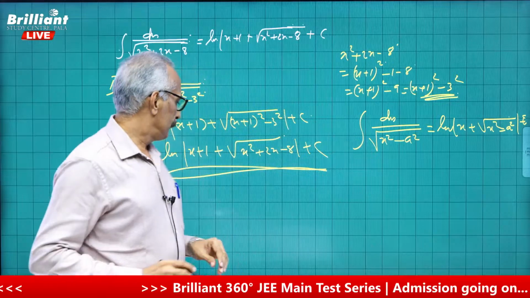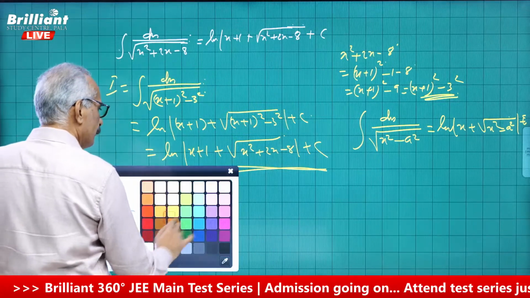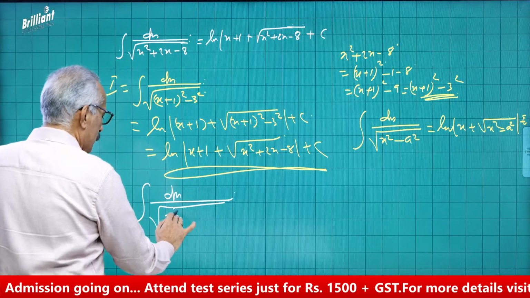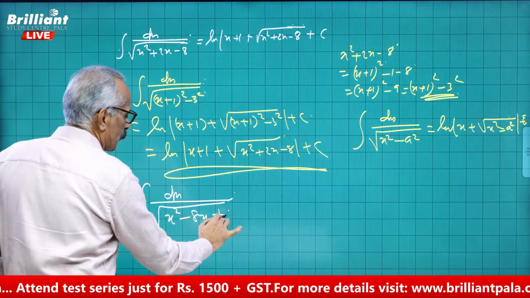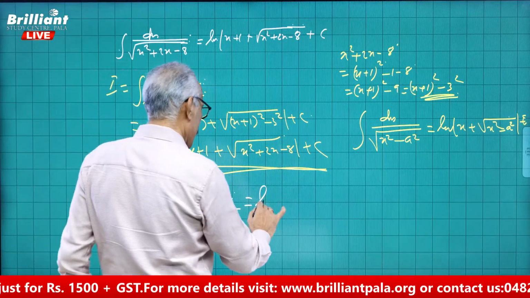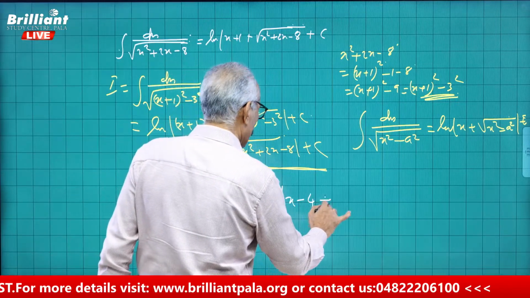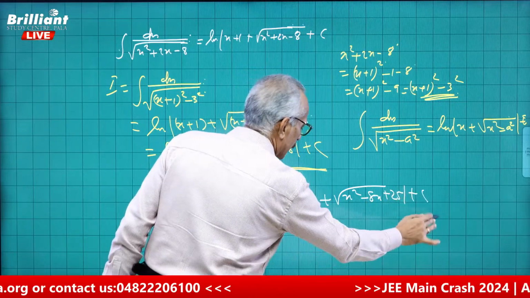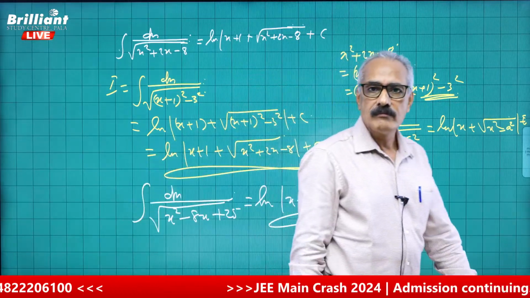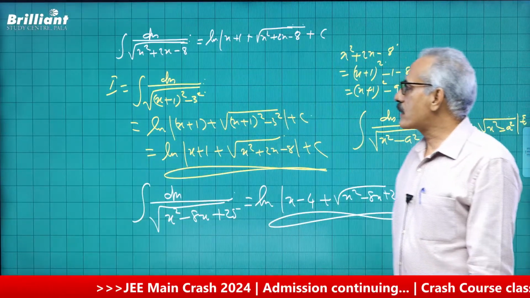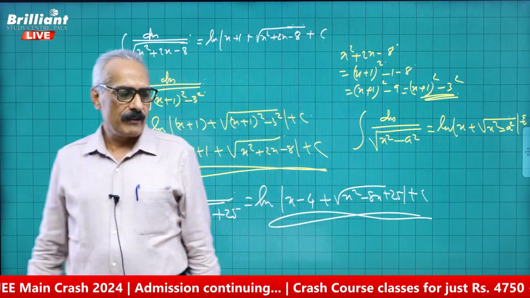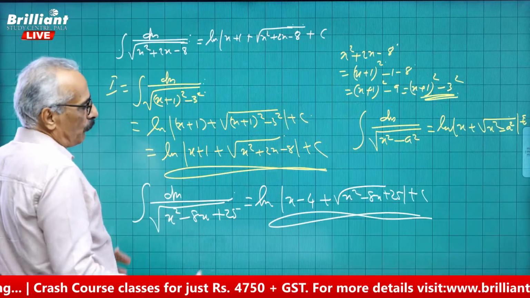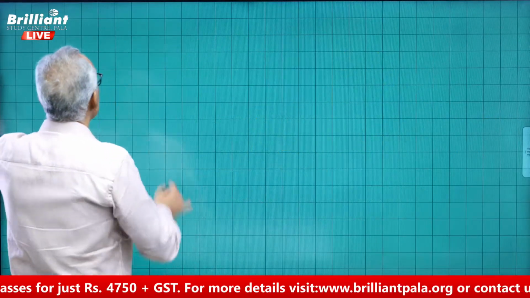For example, suppose I ask you integral dx divided by square root of x square minus 8x plus 25. Now shut your eyes, write your answer: x minus 4 plus root over x square minus 8x plus 25, plus c. Got it? That's our type number 3. That was type 3. Now on to type 4, simply one question.